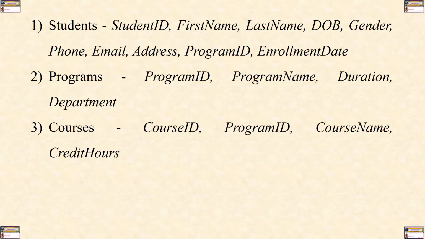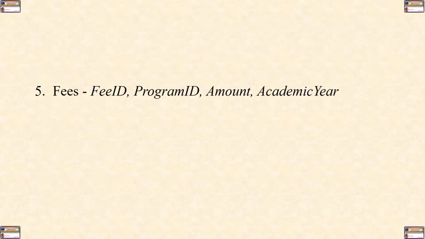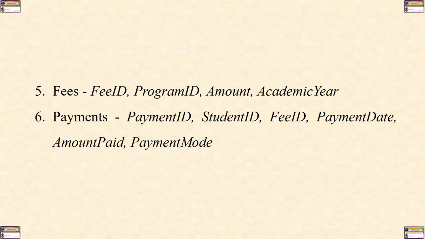Our courses table will have course ID, program ID, course name, and credit hours. The table called enrollments will have the following fields or details: enrollment ID, student ID, course ID, academic year, and the term. The fees table will be composed of fees ID, program ID, amount, academic year. Our last table, which will be the payments table, will have the following fields: payment ID, student ID, fee ID, payment date, amount paid, and payment mode.